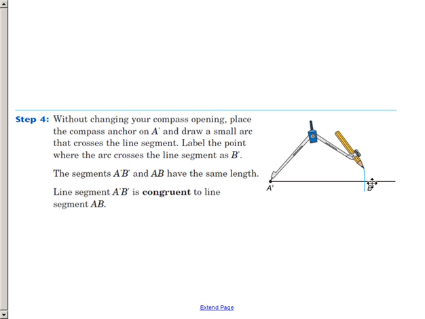Here's your anchor. Here's where you put B prime. And this segment that you drew will be congruent to the original line segment AB. So that's a pretty simple procedure. Just take your compass, open it to the length of the original, and then make an arc on your image.